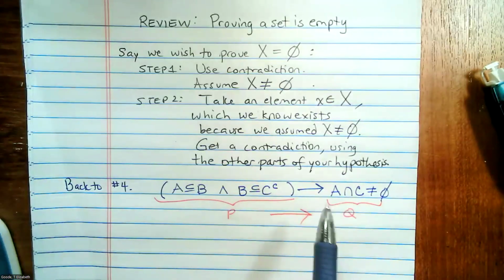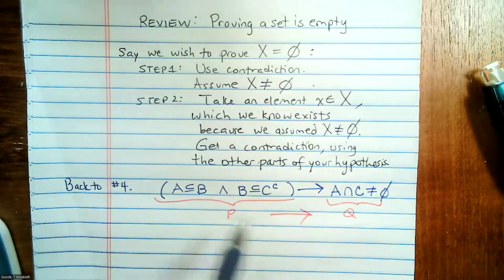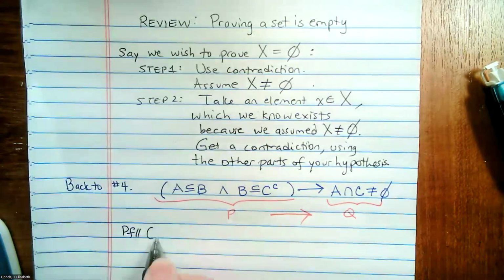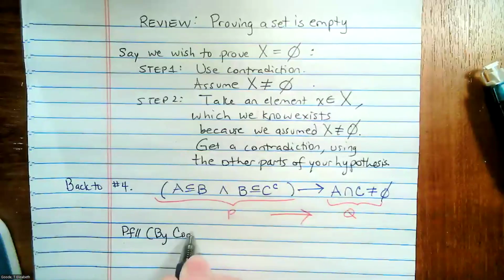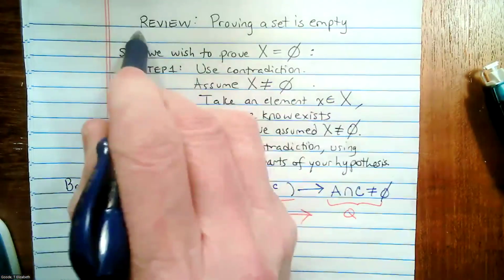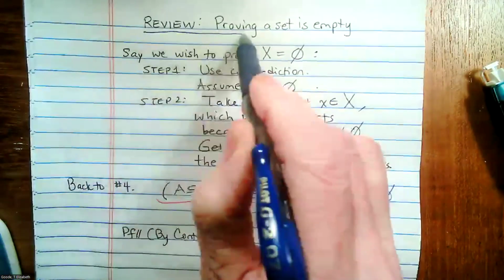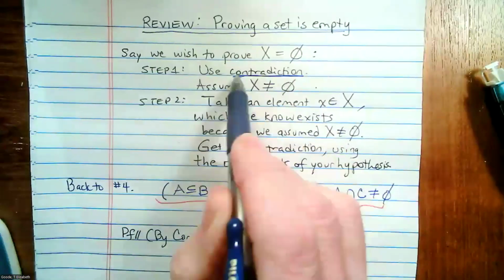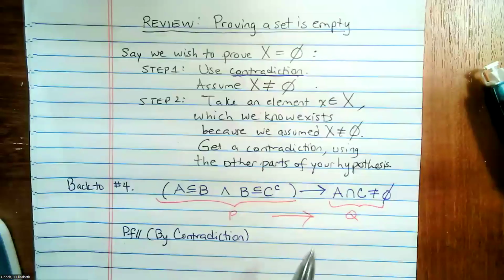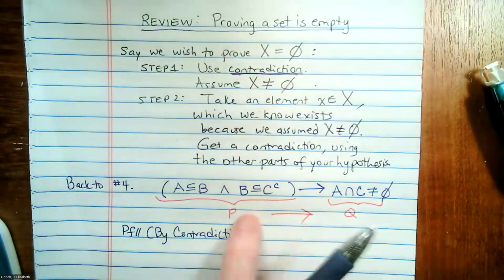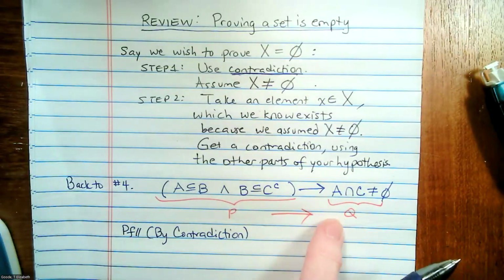So I think I made a mistake a few minutes ago and I said we would prove it directly. We're not. We're going to use proof by contradiction. I apologize. We always use proof by contradiction if the game is to prove that a particular set is empty. Use contradiction. All right, so we assume the negation of this statement.